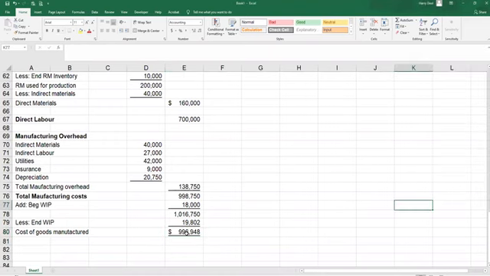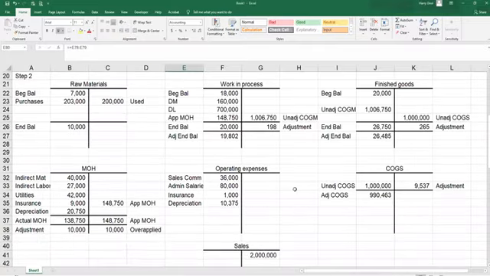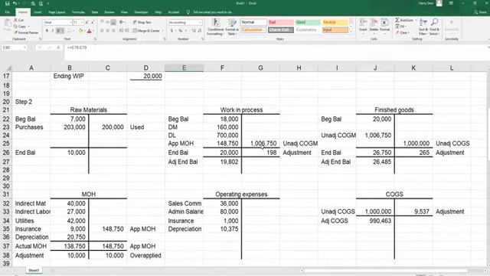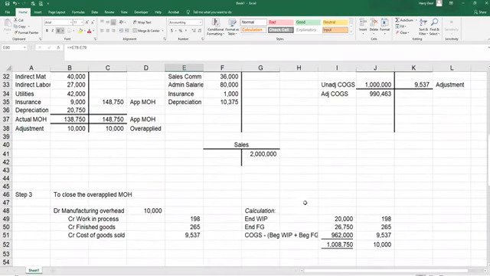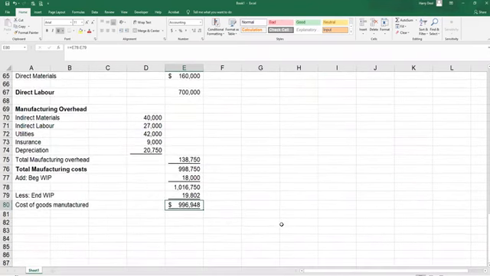And if you were to compare this amount to what we had up in the T account, the unadjusted cost of goods manufactured was 1,006,750. After all the adjustments for the over applied manufacturing overhead, the actual cost of goods manufactured is 996,948.